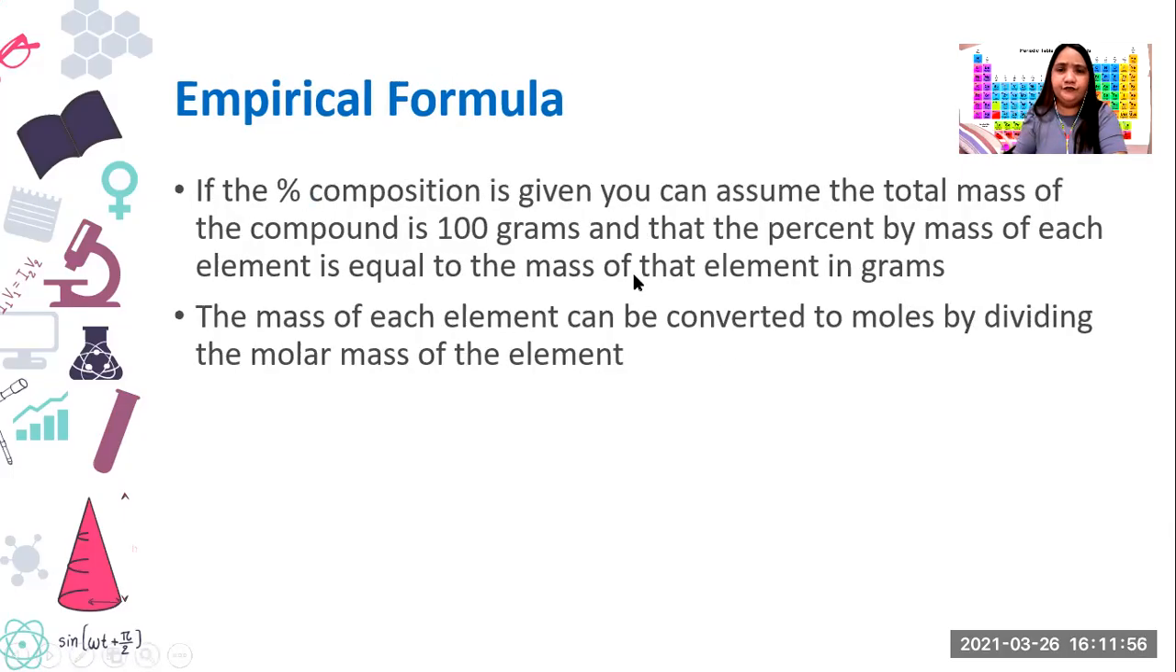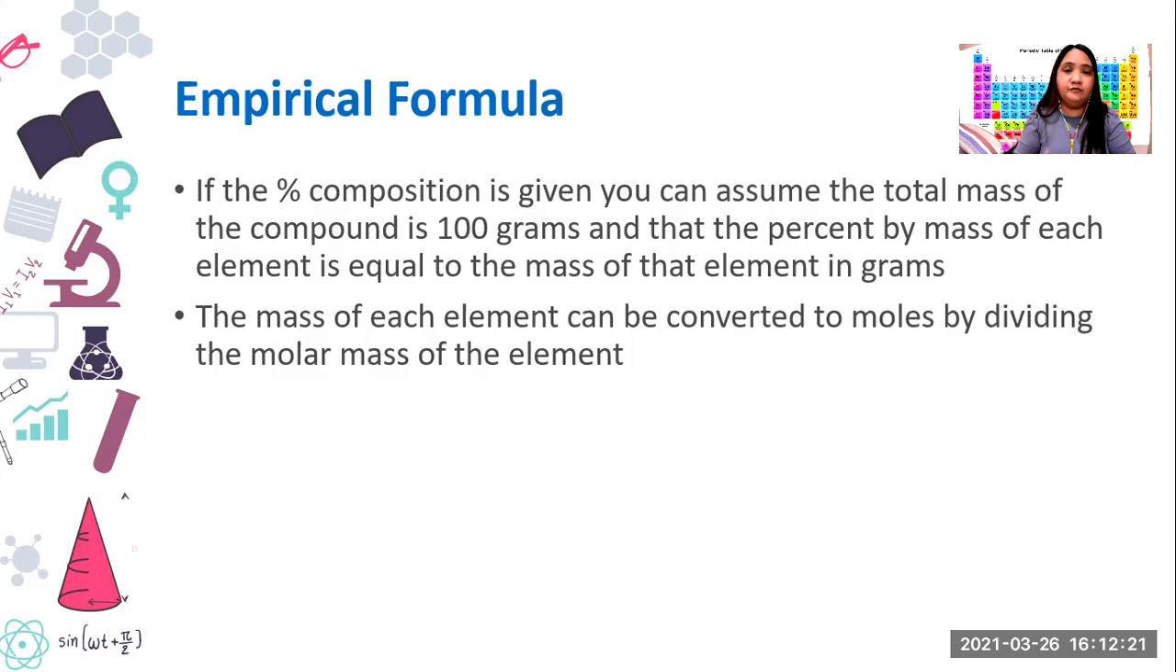And then it says here, if the percent composition is given, you can always assume that the total mass is 100 grams and that the percent by mass of each element is equal to the mass of that element in grams. You can always use 100 as a basis to get the percent composition. You always assume that together they make 100%. So you can use 100 grams as a reference.